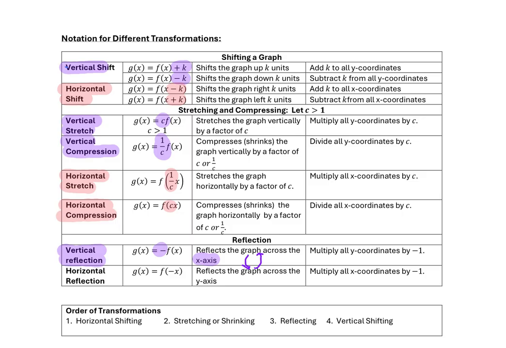We have horizontal reflection. And this is when we have a negative on the inside. And note that multiplying by -1 and dividing by -1, they're the same thing. So technically you can think of this as doing the opposite, but we still get the same thing. We are reflecting across the y-axis. And so when we look at this, left goes to the right, right goes to the left.